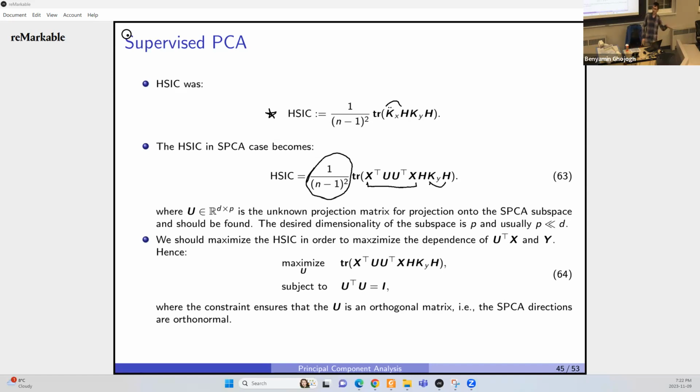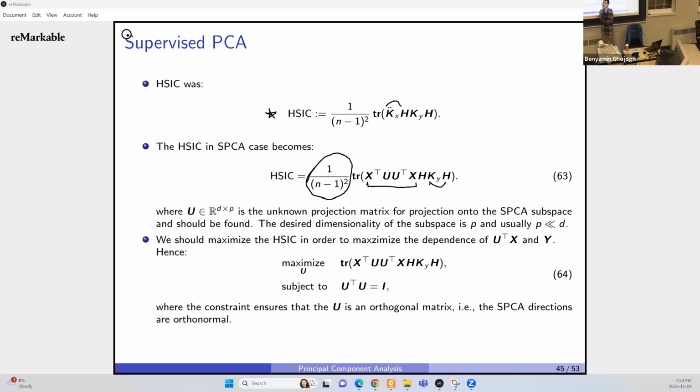So what should I do? I have projected data, right, by U transpose X. By the way, U is the optimization variable which I need to find. In PCA, we also were finding U. Here in our new algorithm, we should also find U because it's a linear algorithm, a linear projection. So our variable is U. We should find which U makes the dependence between the projected data, which is U transpose X, and the labels maximized. Did you get it?